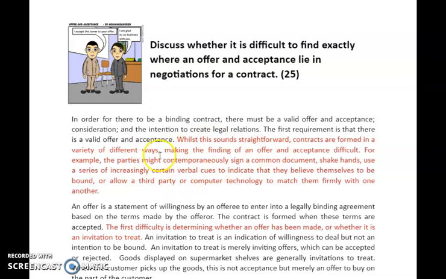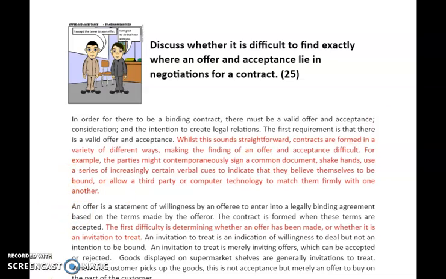And you can talk about contemporaneously signing of a document, shaking hands. There might be different verbal cues, nodding. We've got computer technology, emails, maybe text message communication. All of the different ways that we communicate is going to make it difficult to find whether there's been a valid offer and acceptance. So that's the introduction.